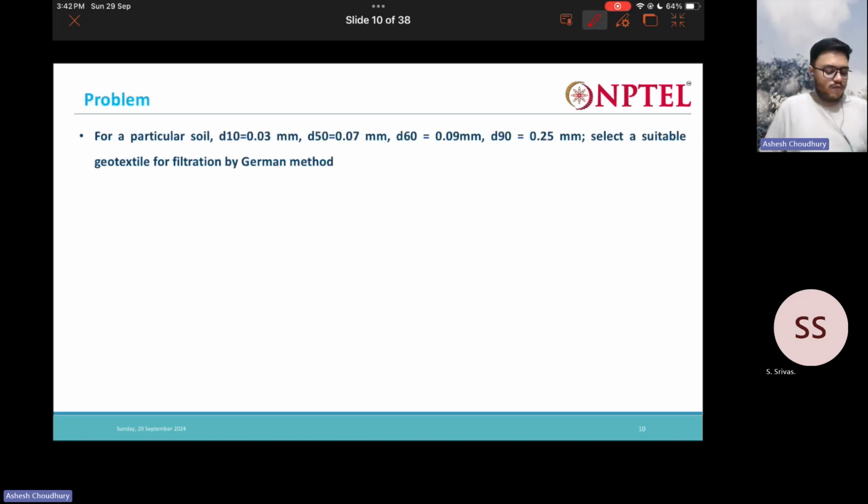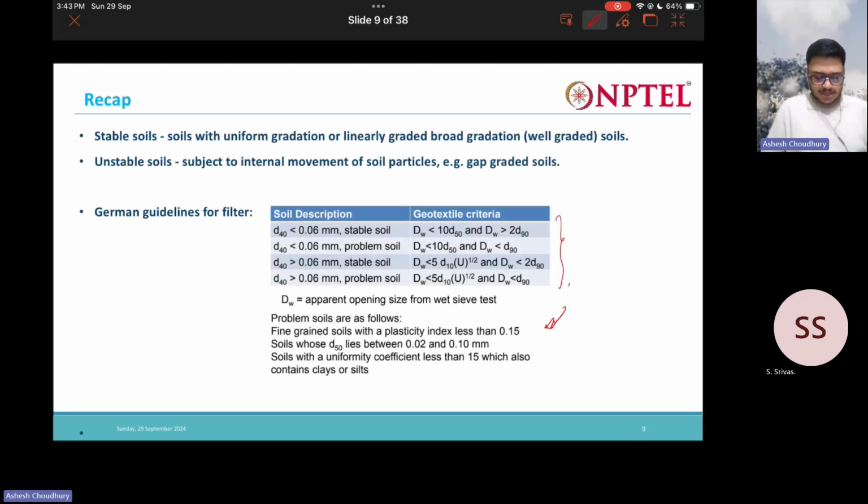Let's see this. For a particular soil, the D10 size is 0.3 mm, the D50 size is 0.07 mm, the D60 size is 0.09 mm, and the D90 size is 0.25 mm. Select a suitable geotextile for filtration by the German method. So let us see. The first step is that you have to decide whether your soil is a problem soil or a stable soil. Now, what are the various criteria given here?